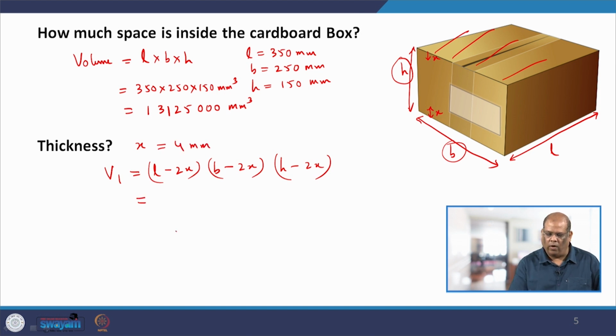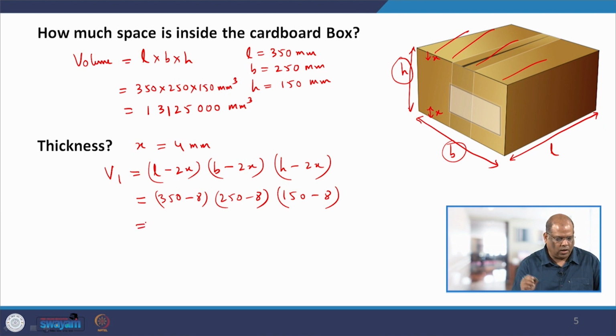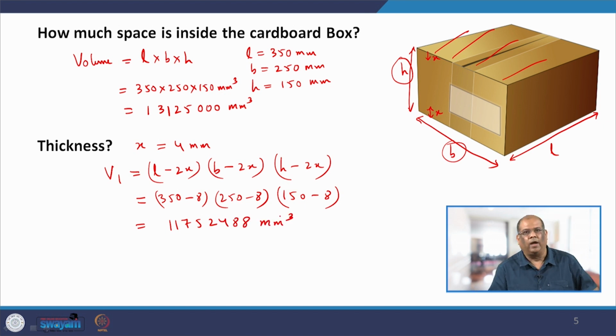So, our new volume is going to be 350 minus 8, 250 minus 8 and 150 minus 8. And the product is going to be 117,52488 millimeter cube. Fine. Now, let us play with the model.